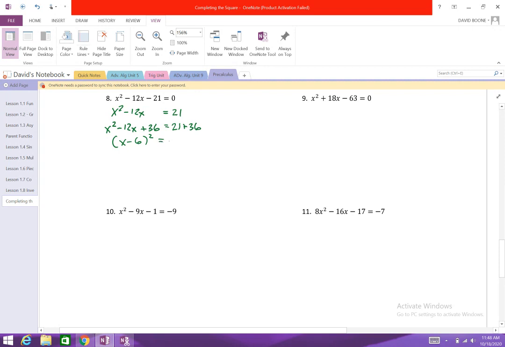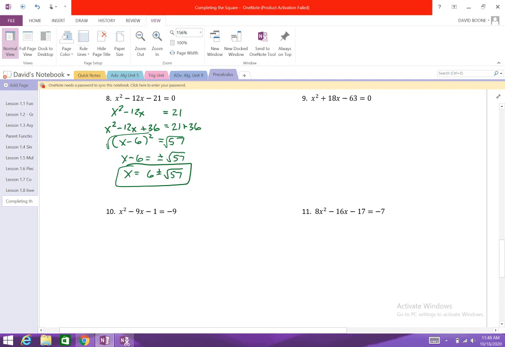And if I add these pieces here, that's just 57. Now, what I can do is square root both sides of the equation. I just get x minus 6, because the square root undoes the square. And remember, anytime we square root both sides of an equation, we get plus or minus. And now here I just have to add 6 to both sides. So this would be 6 plus or minus the square root of 57. And there's our answers.